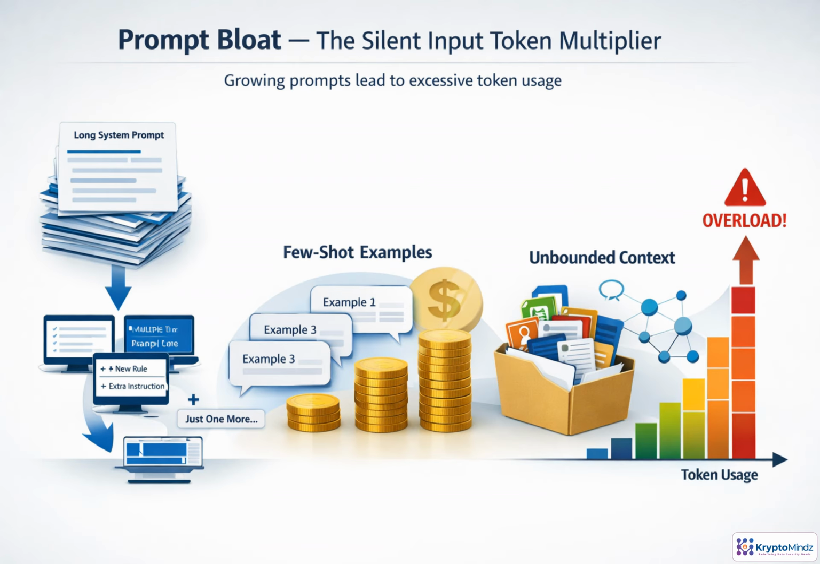Prompt bloat is technical debt hidden inside every request. A system prompt starts small. Then teams add policies, formatting rules, examples, and extra context just in case. Each addition seems harmless, but across thousands of calls, it multiplies input tokens and cost. Treat prompts like production code. Version them, review changes, and set clear token budgets.